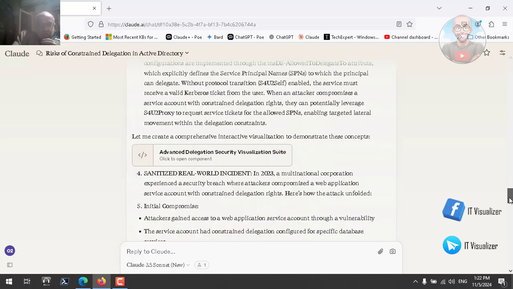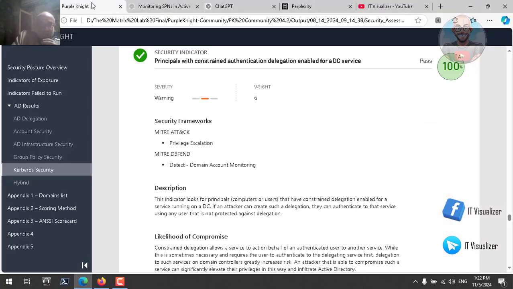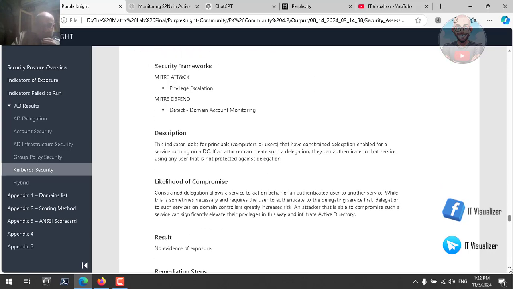So here, if we return back to the test now, we need to make sure we don't have any service with constrained delegation talking to a service on our domain controller. So we are not delegating any service to talk to any service on the DC. This is forbidden and it is very, very dangerous. Okay, so we need to make sure we don't have such a situation.